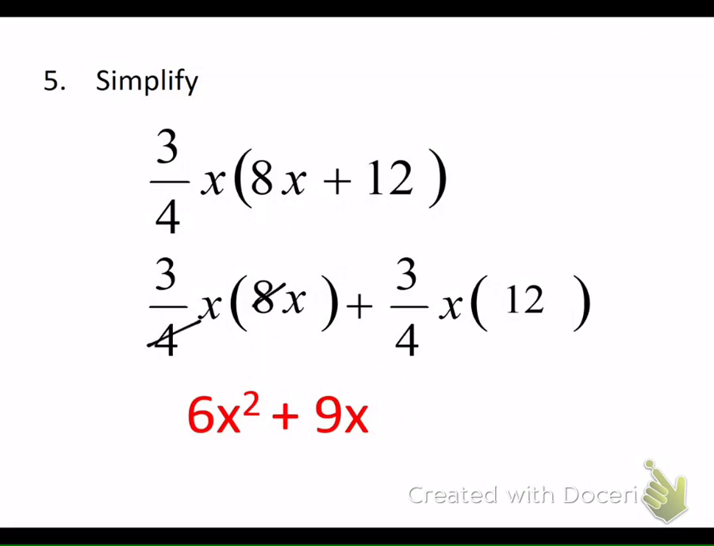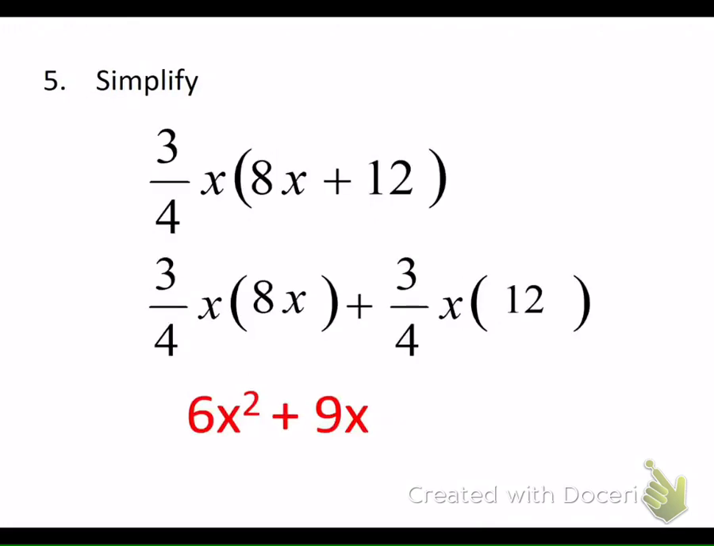So the 4 and the 8 become a 1 and a 2. And then this 4 and this 12 becomes a 1 and a 3. And then you just multiply. We good? You are still confused? No. Oh, okay. I'm sorry.